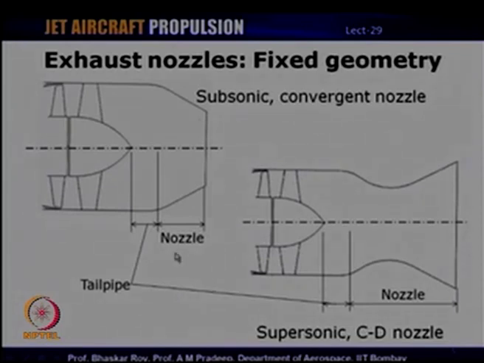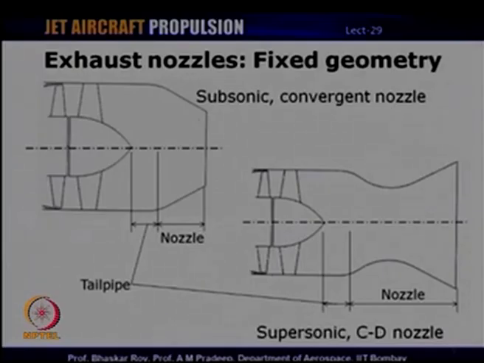Now, both these geometries, as I mentioned here, are fixed geometries. That is, both the subsonic convergent and the supersonic CD nozzle are fixed. So, these geometries cannot be changed depending upon the operating conditions. But this is a disadvantage in the sense that in some cases you may want to operate at different operating conditions, and since the nozzle geometry is fixed, the mass flow is also fixed, because the choking mass flow at the exit will fix the mass flow, and therefore, the aircraft operating range can be limited.